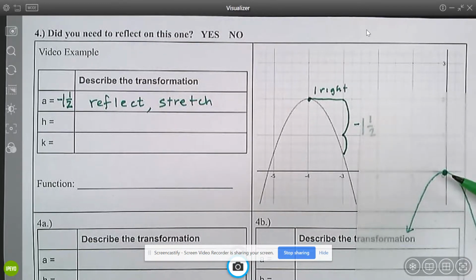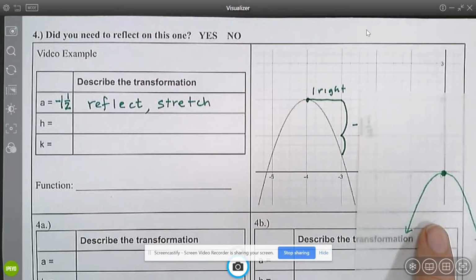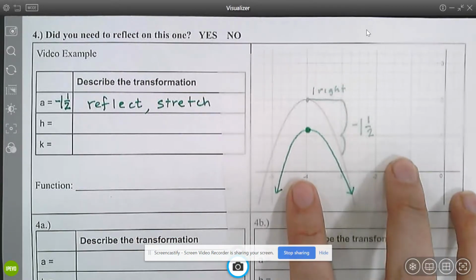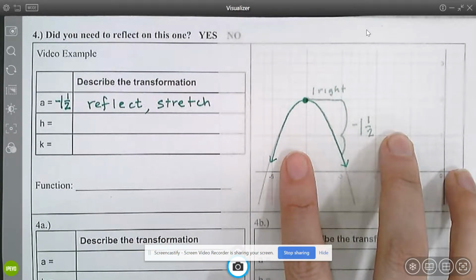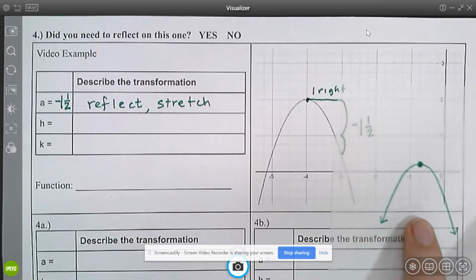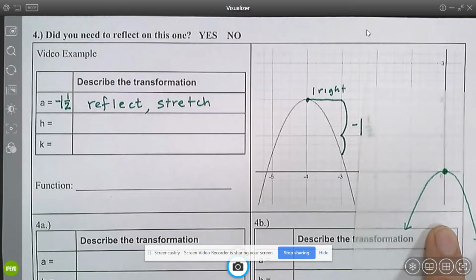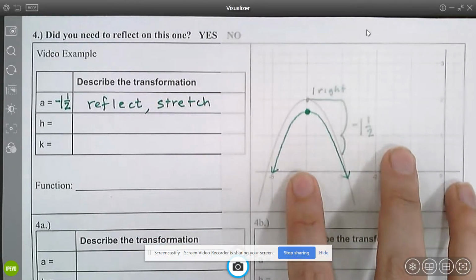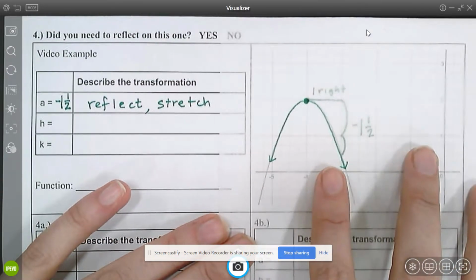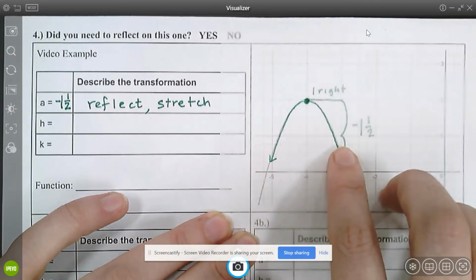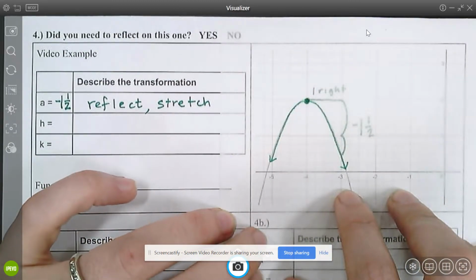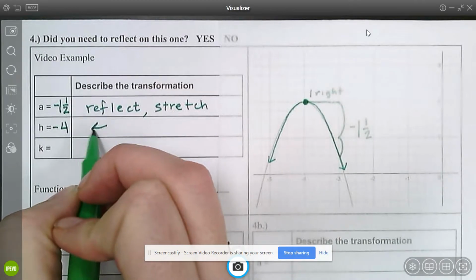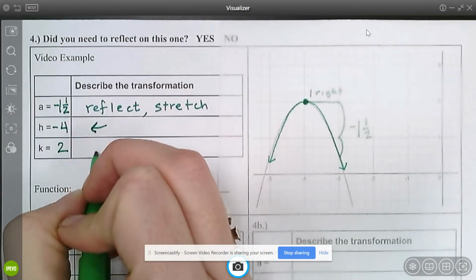And that's what matters. So the question that we're trying to answer is, how far did this move, in this case to the left, and how far, in this case up, did it move compared to the parent? So again, I started at 0, 0, because if you notice on your parent, that's where it starts. I went 4 to the left, and I went 2 up. And notice that the tracing I made on my patty paper is exactly perfectly over the graph that's there. So that means that my H is negative 4 because I went left, and my K is 2 because I went up.